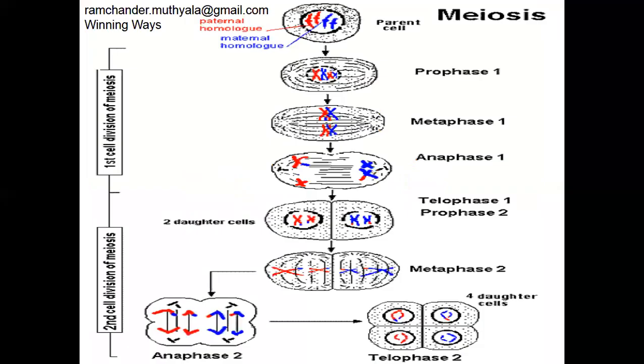The diploid mother cells participate in this meiosis division to form 4 haploid cells. The 4 haploid cells are called gametes. In this division, the chromosome number is reduced from the parental cell to daughter cell. So this division is also called reduction division.